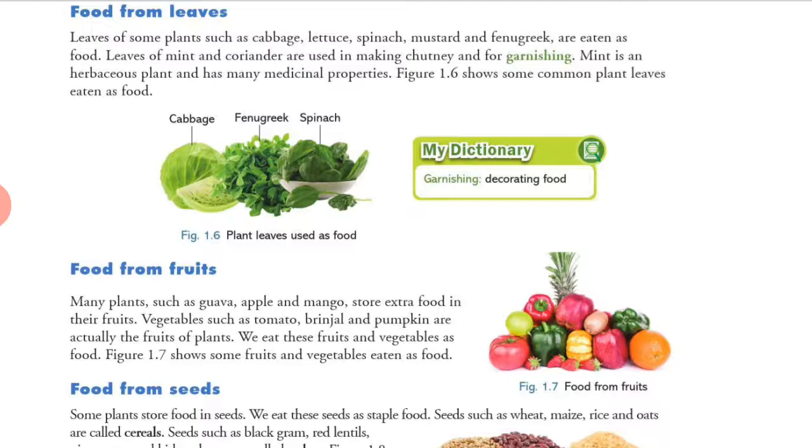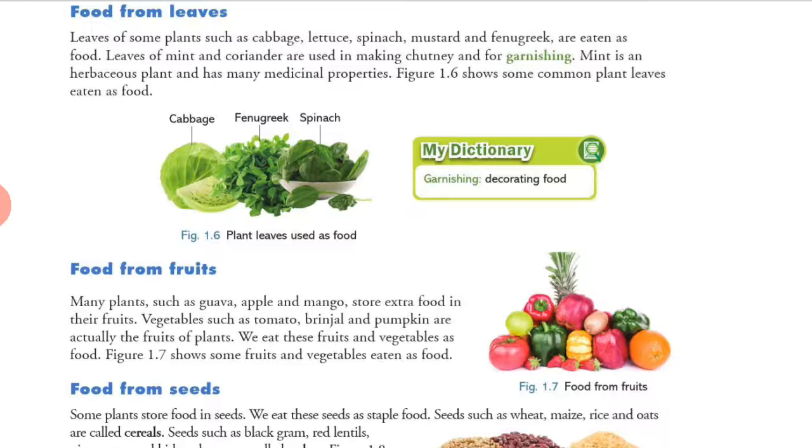In figure 1.6, some common plant leaves eaten as food are shown over there. Cabbage, okay, fenugreek, spinach are also shown over there. Okay, garnishing means decorating food.